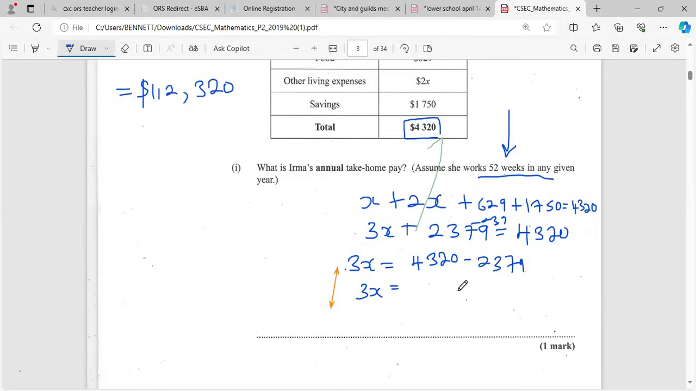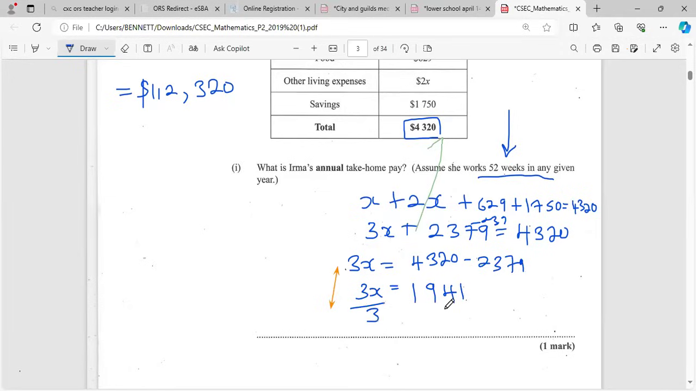So 4,320 minus 2,379 gives me 1,941. But this represents 3x, right? And they ask us for 1x. So all we have to do now is just divide by 3 to give us the answer.